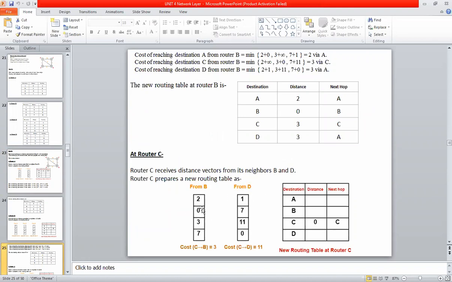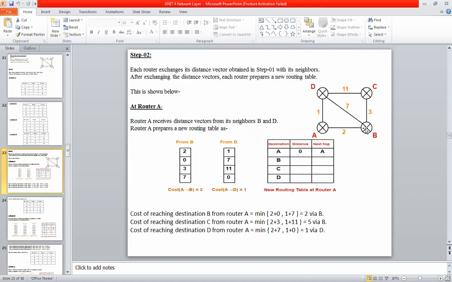From B, how does it come? From B, B to A is 2, B to B is 0, B to C is 3, B to D is 7. From B, the first destination is A, the second destination is B, the third destination is C, the fourth destination is D. Got it? From B, the distance is 2.